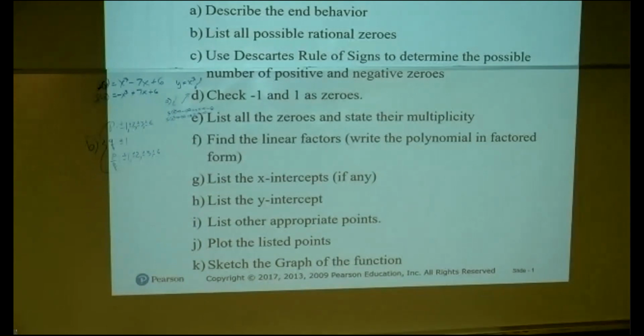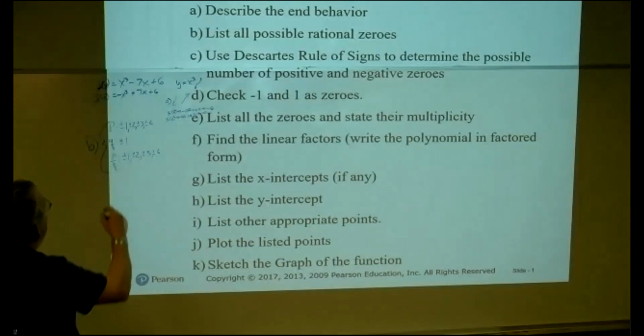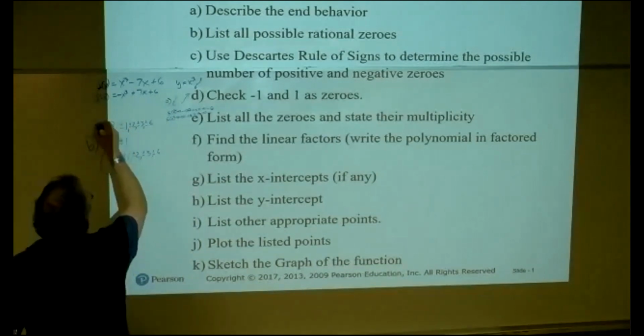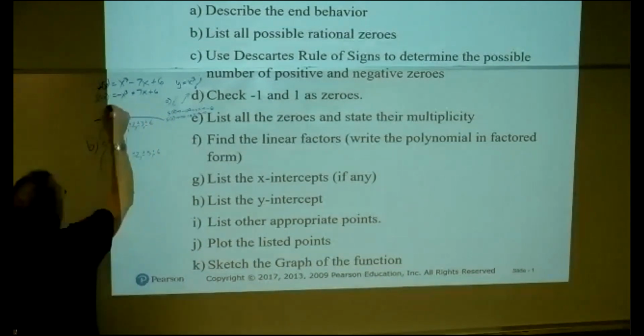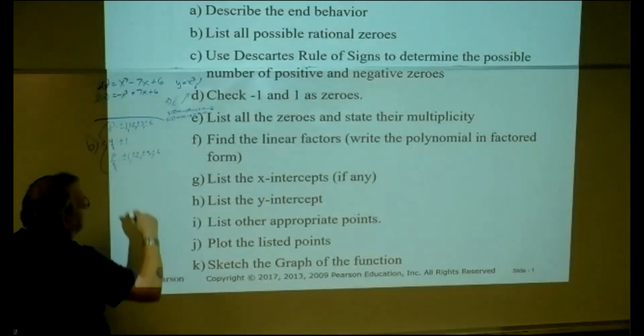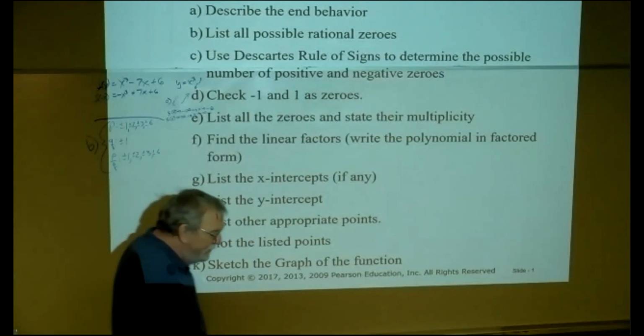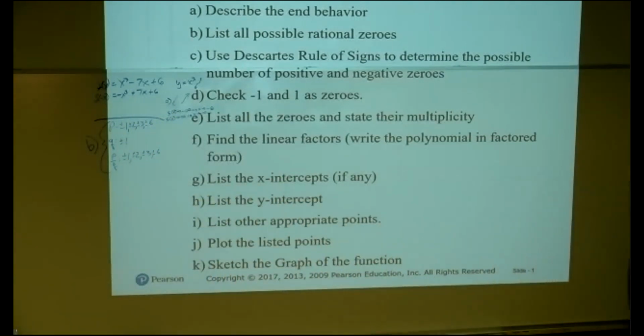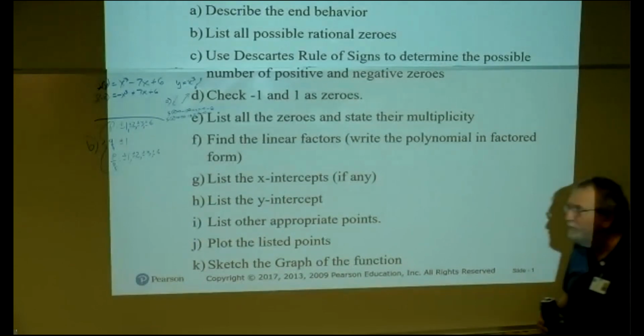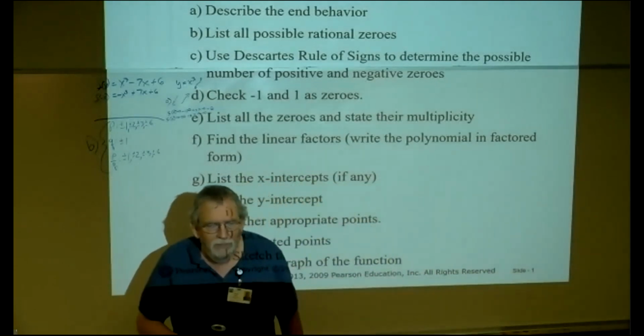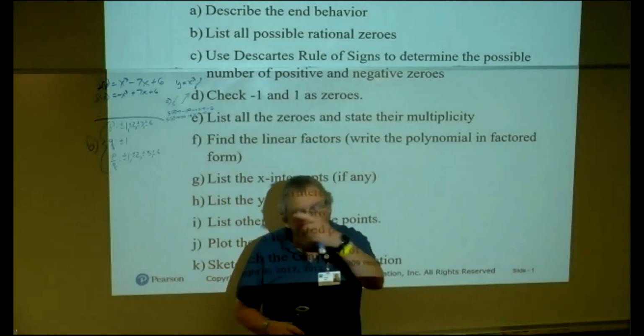For f of x, how many sign changes are there? Two. There are 2 sign changes. So the number of positive real zeros is how many? What's the maximum number of positive real zeros we can have? 2 or none.